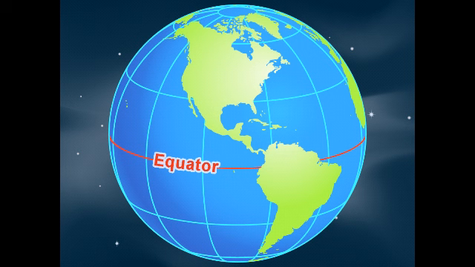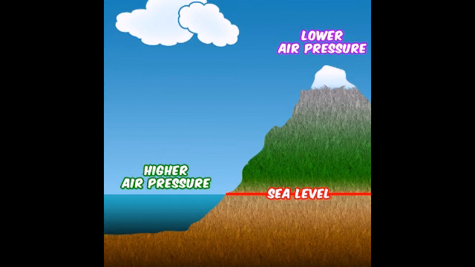For example, Ludhiana and Shimla are located at the same distance from the equator, but Shimla is located 2150 meters above the sea level, whereas Ludhiana is 250 meters above the sea level. So Shimla is much cooler than Ludhiana.